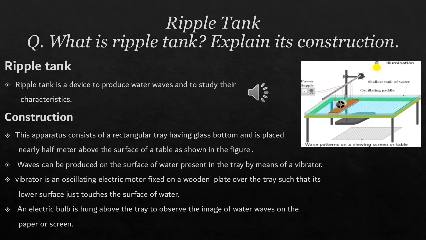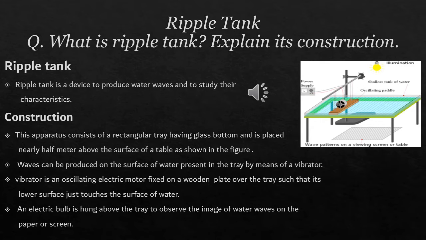Ripple tank. Question: what is a ripple tank? Explain different parts of a ripple tank. Also explain the generation of plane water waves in a ripple tank. Answer: a ripple tank is a device to produce water waves and to study their characteristics.